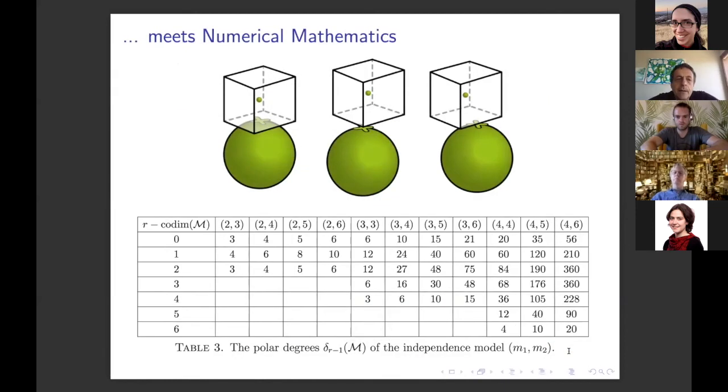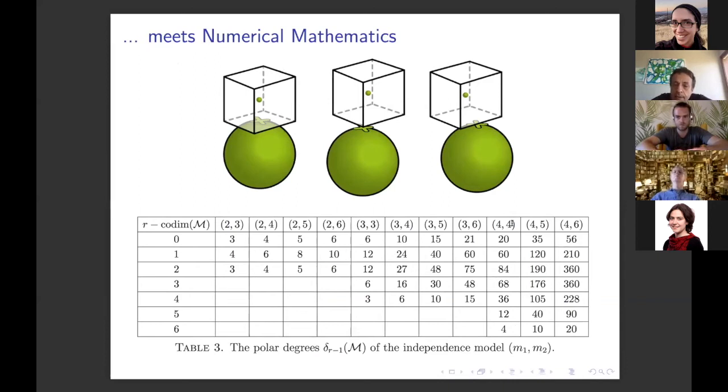Let's look at some numbers, right? So it gets exciting when algebraic geometry meets numerical mathematics. So here I have a table. This is simply the case of 2 discrete random variables. So for example, here I have 2 random variables with 4 states. So A, C, G, T. So my ACGT and Liam's ACGT at some particular point in our genome.